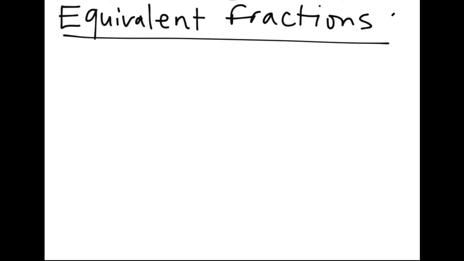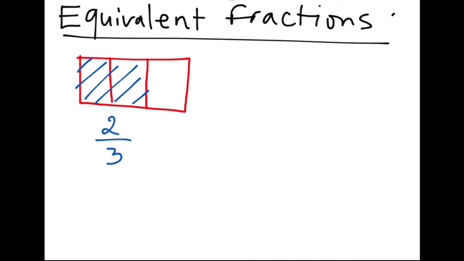Equivalent fractions are two different fractions that represent the same value. Let's say you have the following fraction. This is 2/3. Now, what would happen if you add a line across here? What would this fraction be? 1, 2, 3, 4. I have 4 shaded parts out of a total of 6 parts.